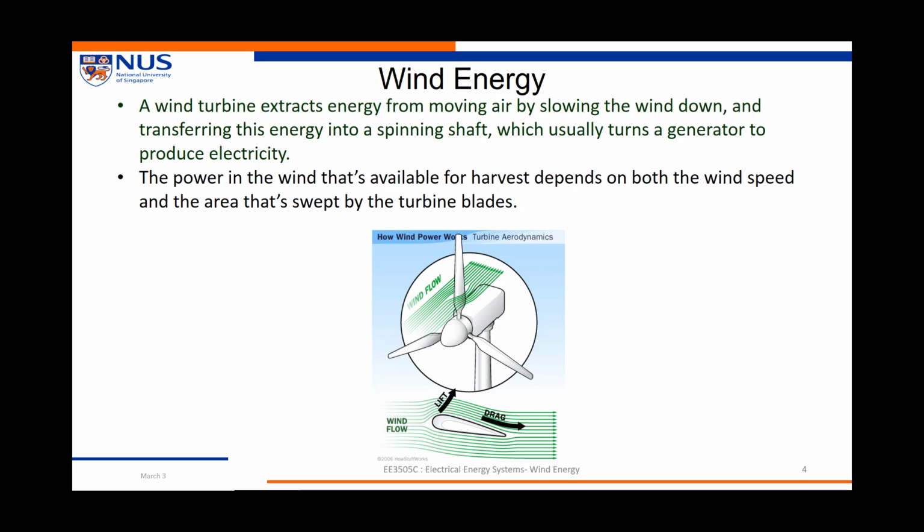So we'll be using a wind turbine to do that. A wind turbine extracts energy from moving air by slowing the wind down and transferring this energy into a spinning shaft, which usually turns a generator to produce electricity.